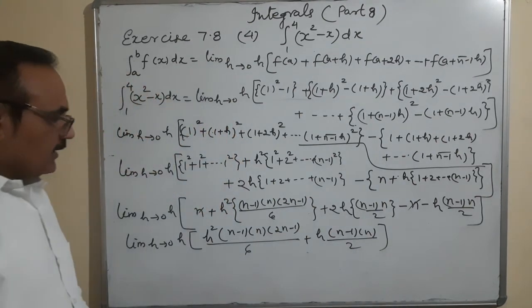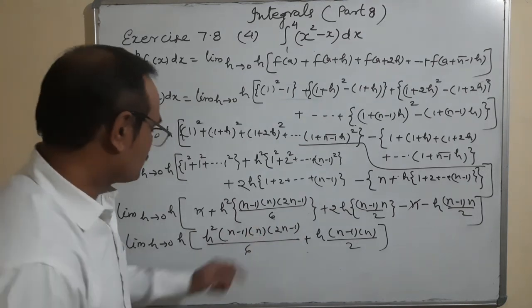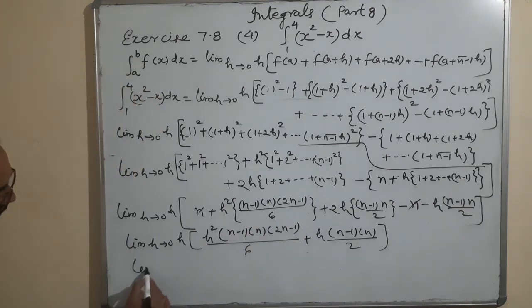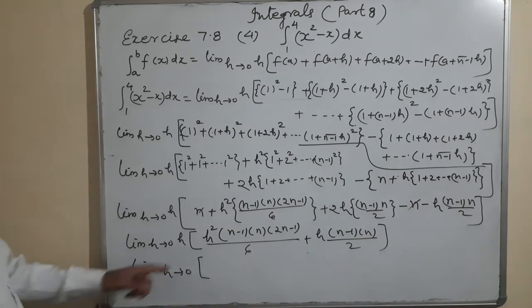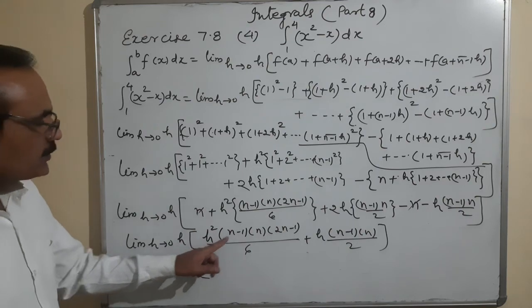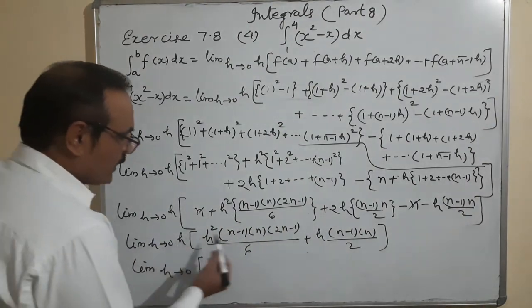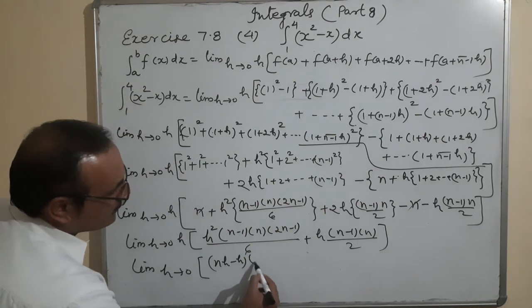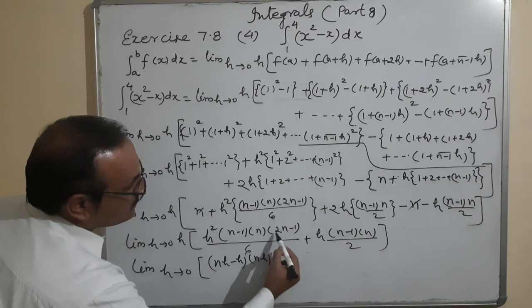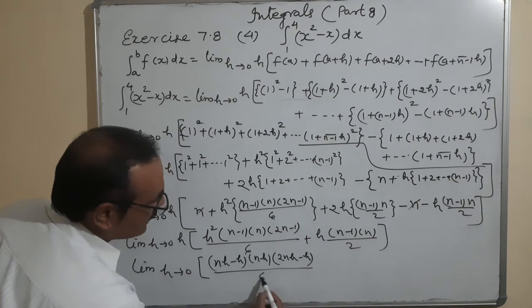Okay, and now what should be done? In place of the first term, this h will be multiplied. One more term is left. Limit h tends to 0. Now there are 2h and 1, there are 3h, and you can see that there are 3 factors. So we are going in the right direction. So 1h is multiplied here: nh minus h, 1 multiplied here, and 1 is 2nh minus h upon 6.